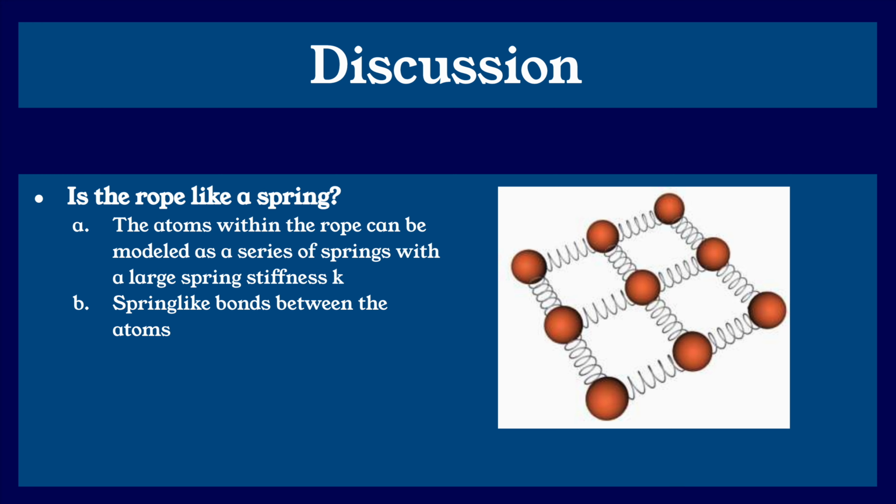Is the rope like a spring? At the atomic level, the rope can be modeled like a spring because of the atoms that have a spring-like bond between them. And this spring-like bond has a large stiffness K. You can see this pictured on the right.